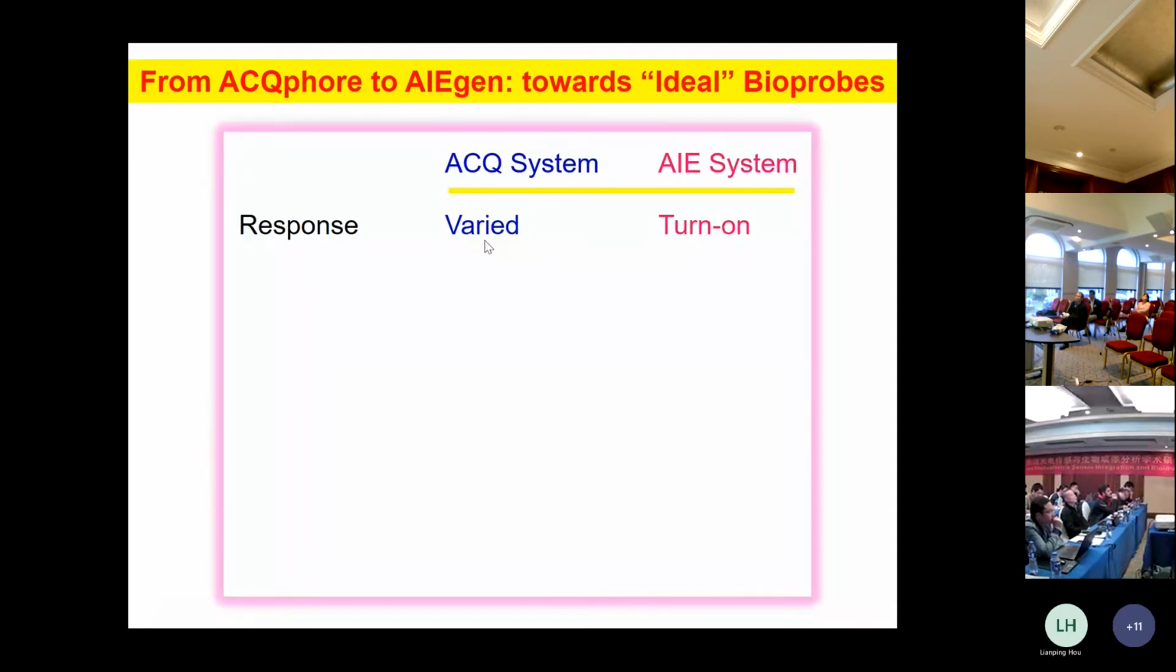Okay, so turn on is much more sensitive than the turn off system. Because, as I just mentioned, we don't have a background emission, we can accomplish very high resolution. For the ACQ system, you can't use too much. I will talk about that later. When you use too much, it will aggregate and the emission is turned off. So you have to use a very, very small amount. When the amount is small, the signal is not strong, plus you have a very strong background, so the resolution will become poor.